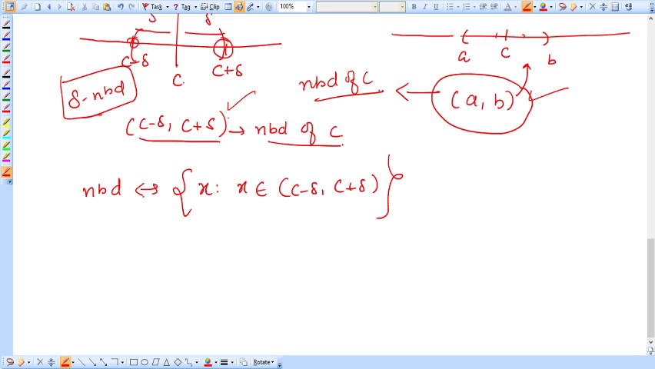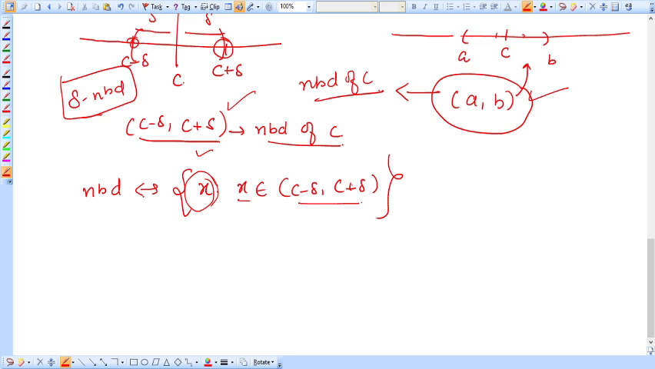We have just changed the notation, the name of the endpoints. The rest of the things are the same. They both are the neighborhood of C, right? So in set builder form, this neighborhood can be written as all the numbers x which belong to this interval.